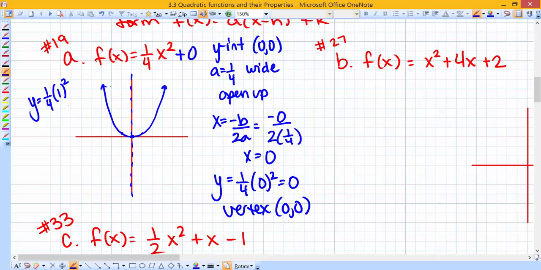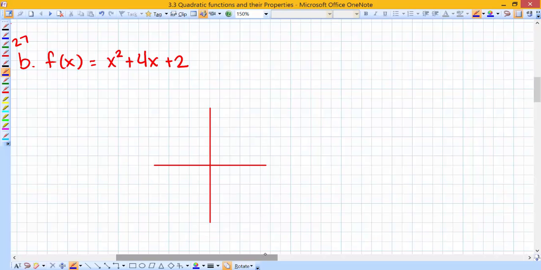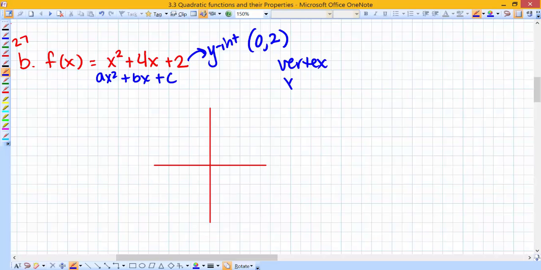Now, on to b. We have some work that we do have to do here that might be a little bit more than a, because I have this in the form ax squared plus bx plus c. Let's remember that c gives us our y-intercept. So our y-intercept is (0, 2). That's a point that you can plot pretty quickly. Just make sure you remember that's not your vertex. We do have to find the vertex. So to find the vertex, x equals negative b over 2a.